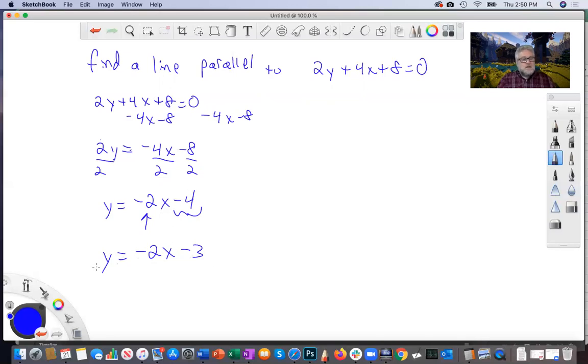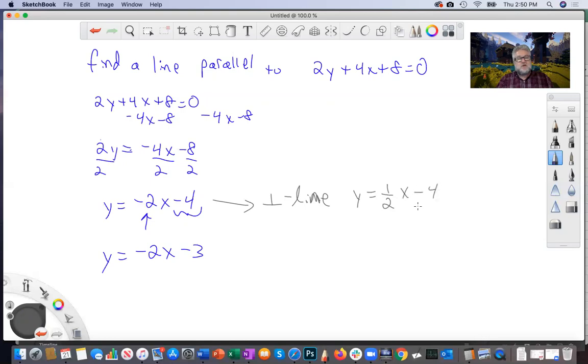Okay? If I want to find a perpendicular line to this one, that would be y equals the negative reciprocal. Negative would make this positive. Reciprocal, flip it over, would make it 1/2.